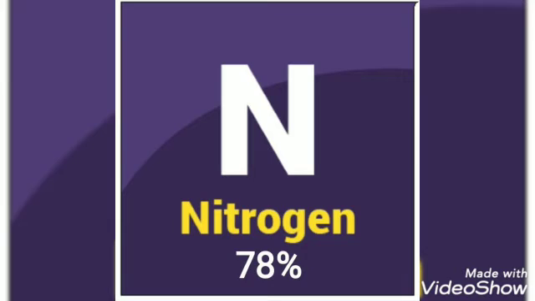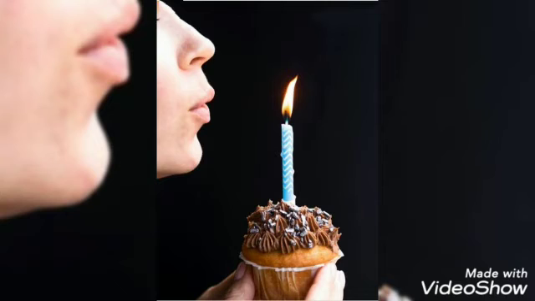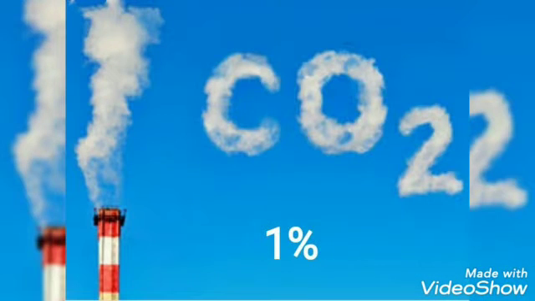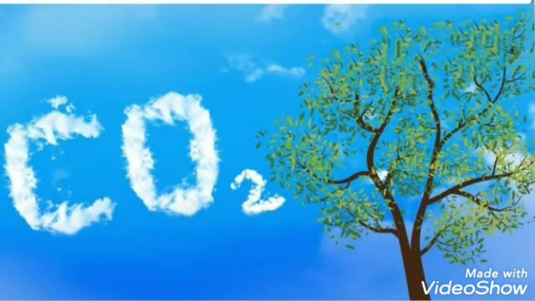Nitrogen. To balance out oxygen, there is nitrogen. It is a non-combustible gas and occupies the highest percentage of air. This is why when you blow on a candle, it is easily extinguished. This happens because of the presence of nitrogen. Nitrogen is also one of the most commonly found gases on Earth. Carbon dioxide makes up a very small part of the air, but it is essential for photosynthesis.